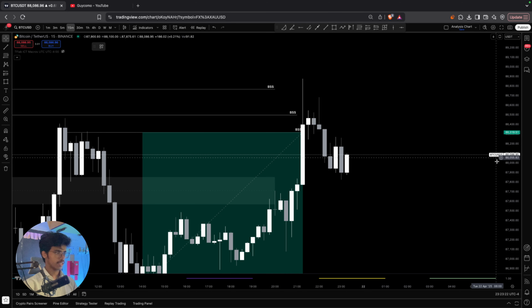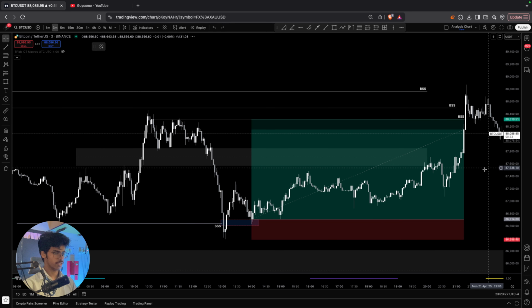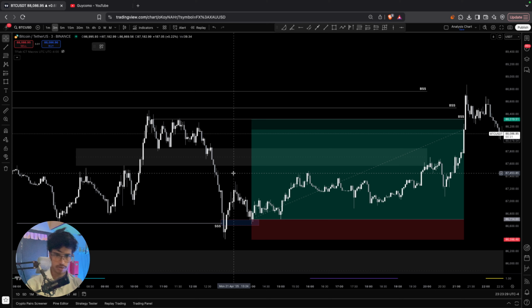So I think that is it for this trade. You can see the trade on this 3-minute time frame. This is the trade we took, and it's a longer time. We didn't take it in a kill zone timing.